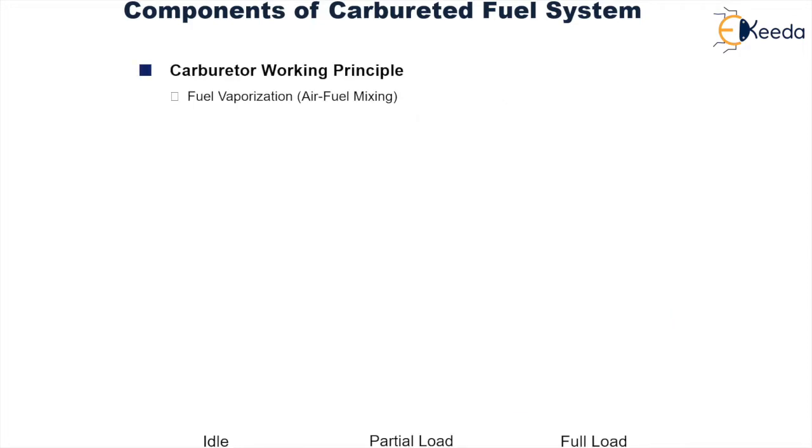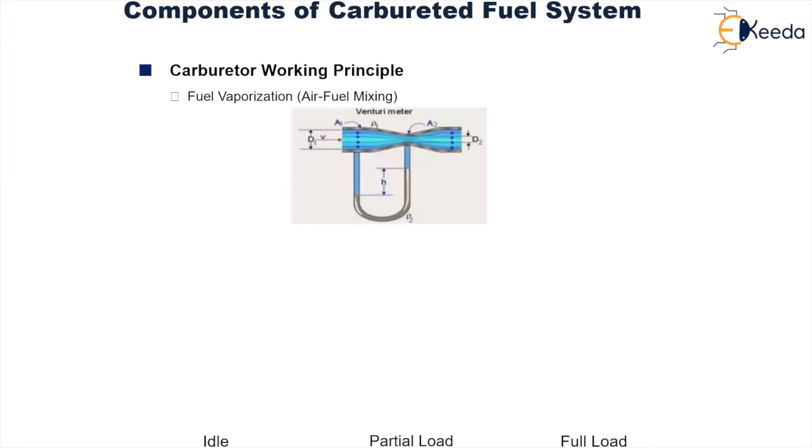The working principle of the carburetor is based upon the vaporization of fuel, which causes mixture of air and fuel. Again, over here you can see that the passage of air is shown at D1 with velocity V, and air comes out at D2. A1 is the cross-sectional area at inlet. A2 is the cross-sectional area at the venturi. H is the drop in pressure. You can see that there is a pressure drop when you compare the inlet and the venturi. Pressure at inlet is P1 and pressure at venturi is P2. So the drop in pressure delta P is given by P1 minus P2, and this drop in pressure results in the flow of fuel from the fuel tank or the floating chamber to the carburetor.